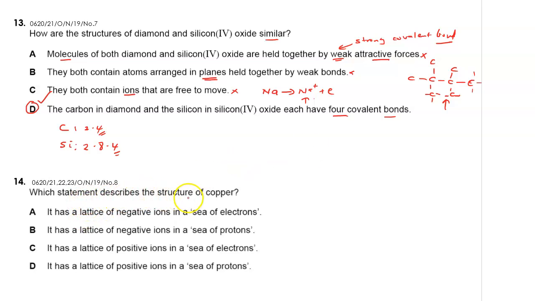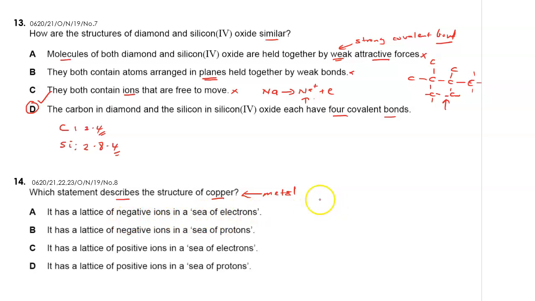Number 14. Which statement describes the structure of copper? Okay, copper is a metal. And we know that metals are formed when each atom releases an electron, and the electrons form a sea of electrons which have a net negative charge. So the net negative charge attracts the positive metal ions to form a metallic bond. And therefore, which statement describes the structure of copper? It has a lattice of negative ions in a sea of electrons.